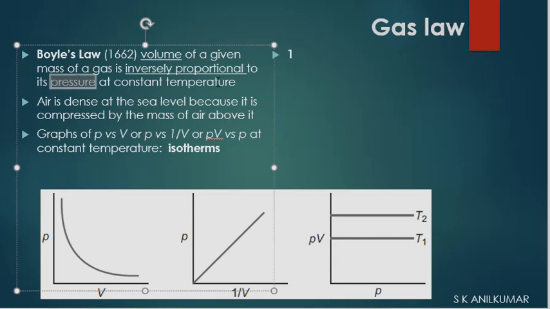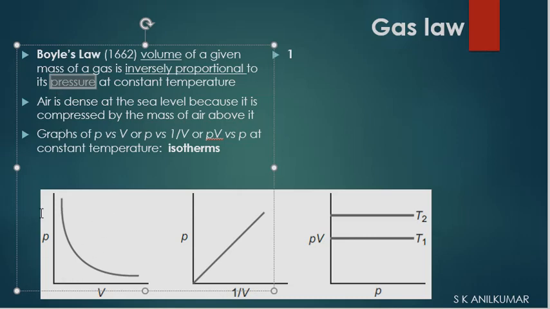Inversely proportional. Air is denser at sea level because it is compressed by the mass of air above it. The atmosphere is putting pressure on the air just above sea level, so it is dense. Why is it dense? Because volume is less. Because of the pressure, it is pushed down. So volume is inversely proportional to pressure.